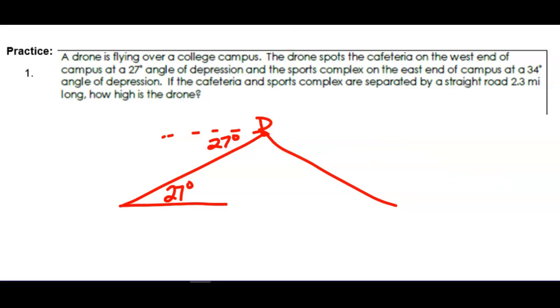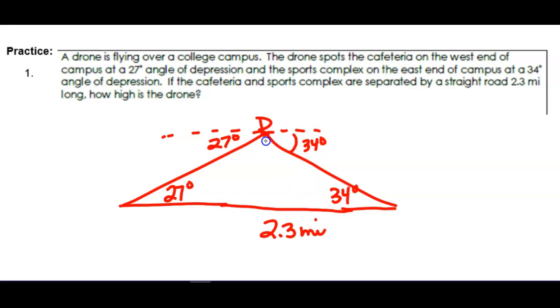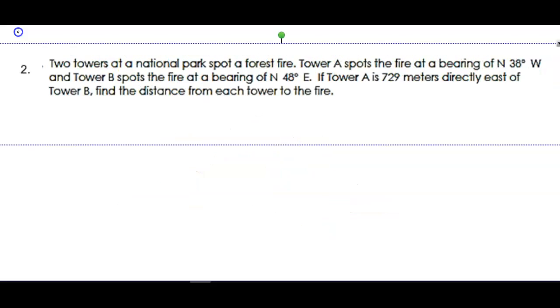Yeah, the drone has to look down 34 degrees there, which means here it would be a 34-degree angle with the horizon. And they are separated by a straight road that is 2.3 meters long. How high is the drone? Okay, this is just like number 1 on the front, example 1 with the UFO. So I'm going to let you do that one.